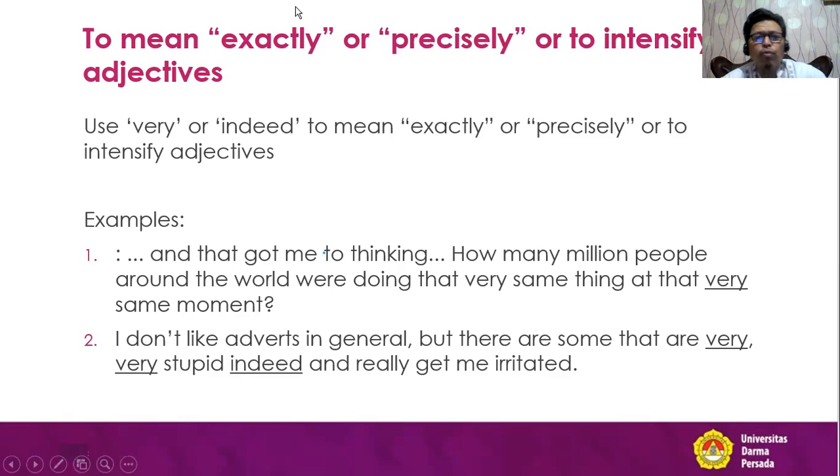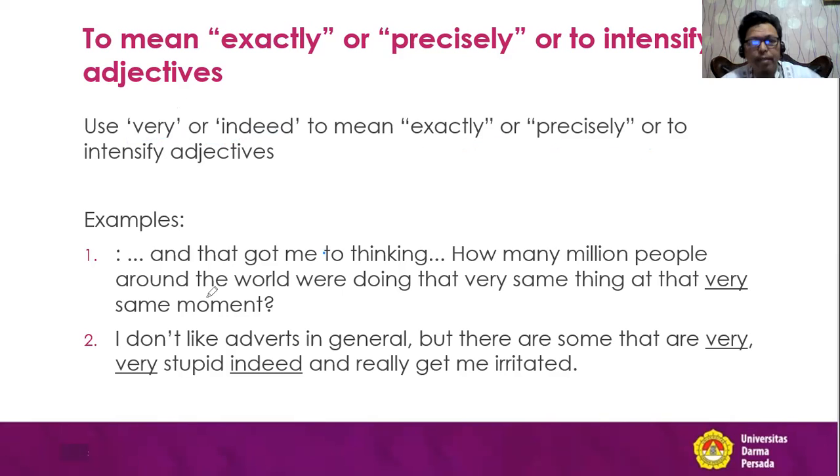Number 2, to mean exactly or precisely, or to intensify an adjective. So we want to bring the message of something being exactly or precisely. How do we do that? We use the word very, or we use the word indeed, in order to mean exactly or precisely.